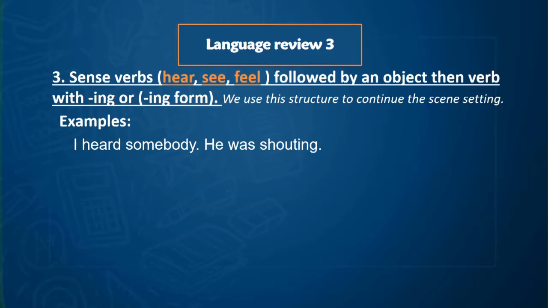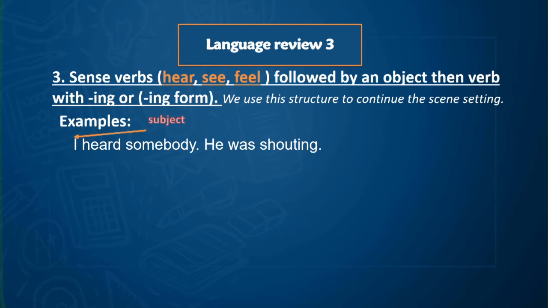I heard somebody, he was shouting. Here, this sentence, the first sentence, now two sentences. Look at the board now, you can see two sentences. I heard somebody, then he was shouting. Here is a sense verb, and the rule says a sense verb must be followed by the -ing form directly. Okay? Where's the sense verb here?